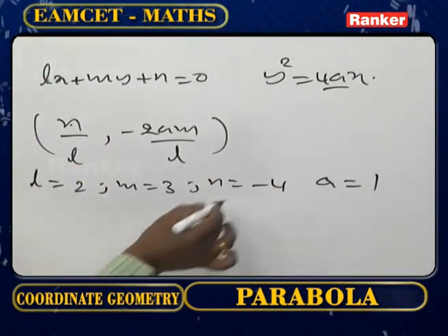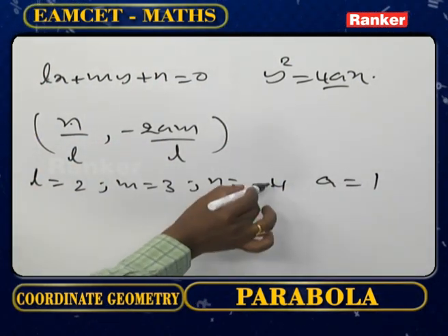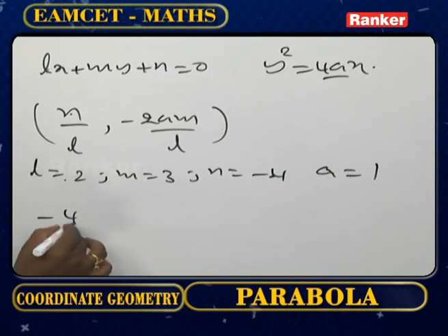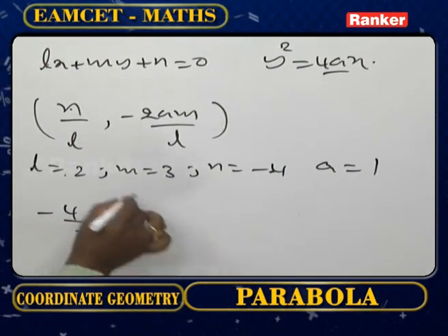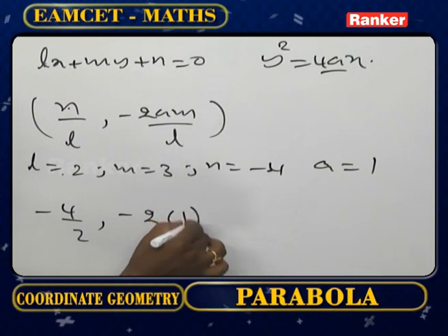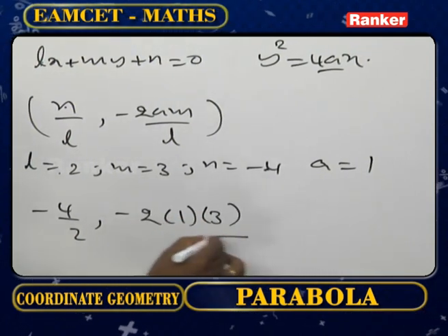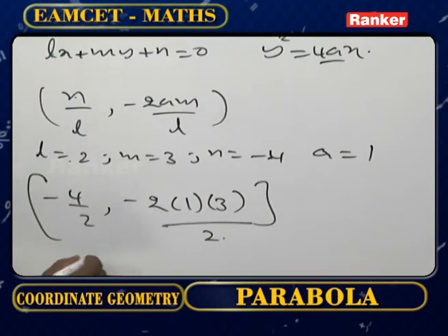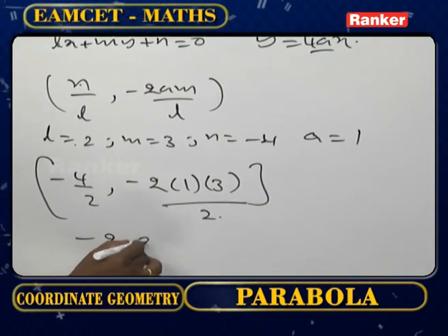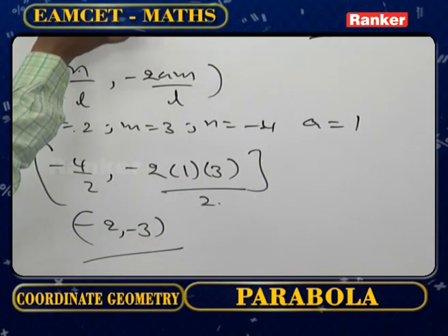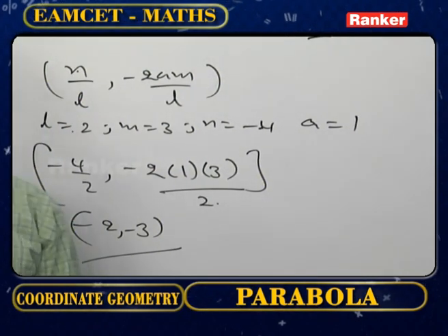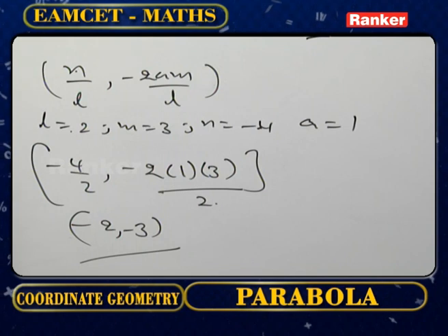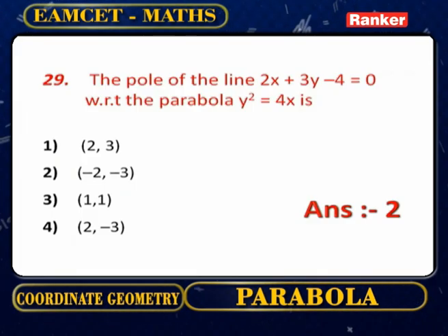Substituting in the formula (n by L, minus 2a m by L), we get (minus 4 by 2, minus 2 into 1 into 3 by 2). Now that equals (minus 2, minus 3). The required pole of the given line with respect to the given parabola is (minus 2, minus 3). Now second option.